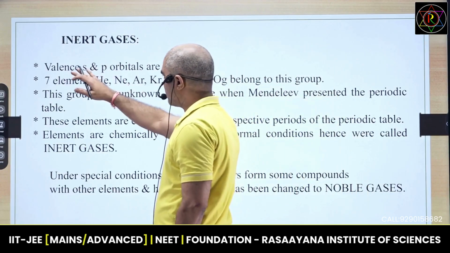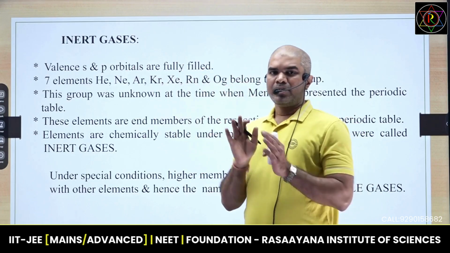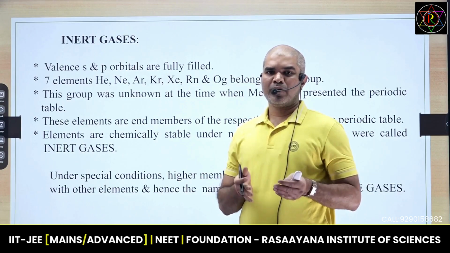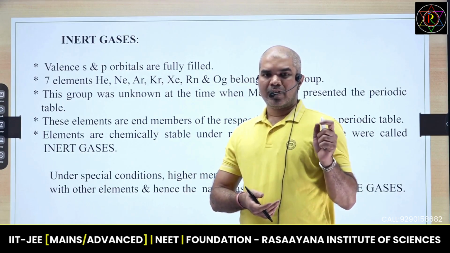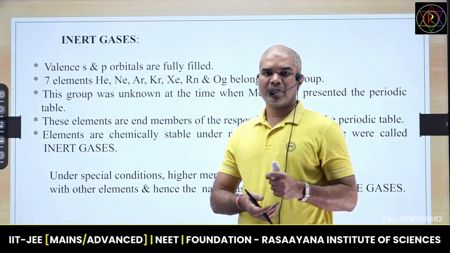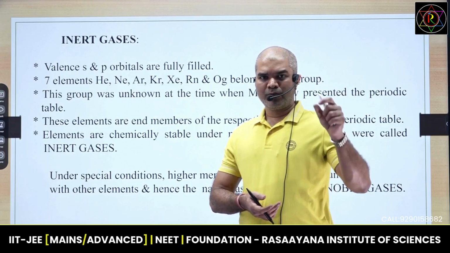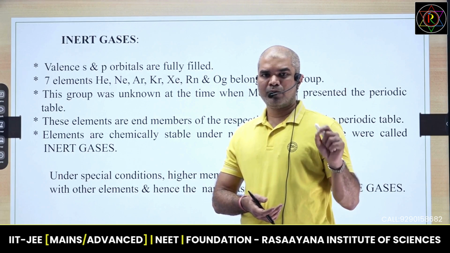Inert gases: valence s and p orbitals are fully filled. The valence shells are fully filled. For helium, it is s. And for the other inert gases like neon, argon, krypton, xenon, and radon, it is s and p, which are the valence shell. So they are fully filled. Valence orbitals are fully filled.